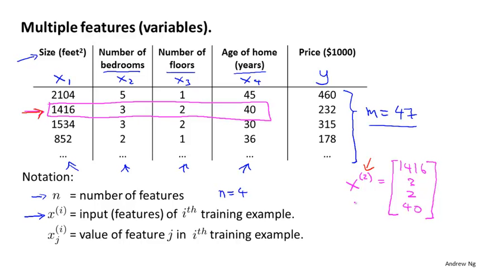With this notation, x superscript 2 is now a vector, and so I'm also going to use x superscript i subscript j to denote the value of feature number j in the ith training example. So concretely, x superscript 2 subscript 3 would refer to feature number 3 in this vector, which is equal to 2. Right? And that was a 3 over there, just to fix my handwriting. So x superscript 2 subscript 3 is going to be equal to 2.